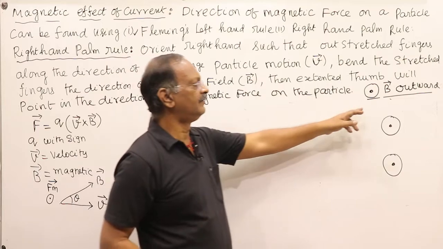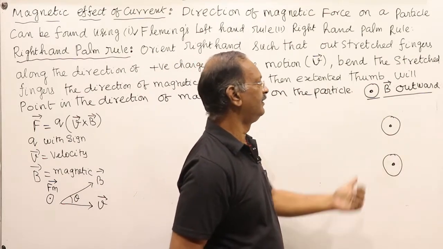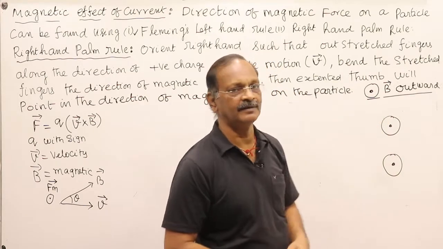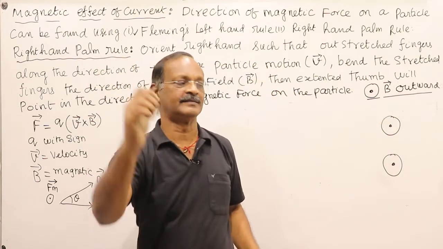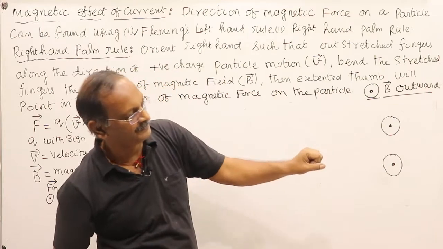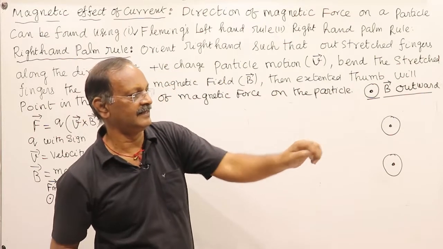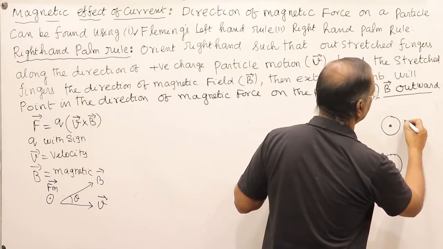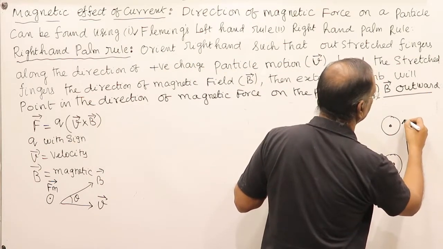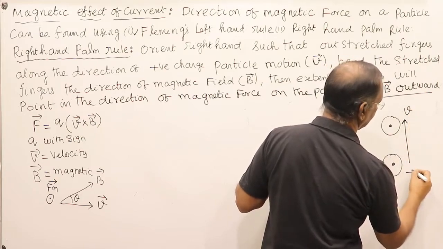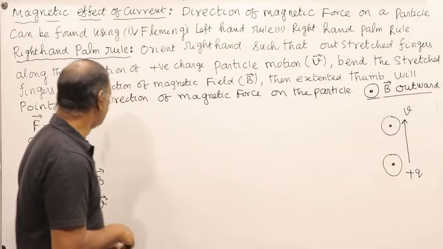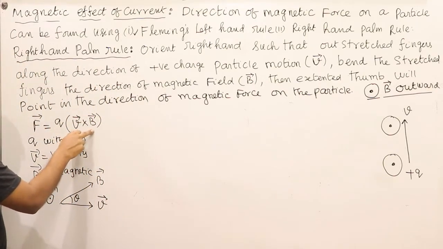Now we will find out the direction of magnetic force for the outward magnetic field. The magnetic field is in this direction, coming out of the plane of the board. So this is the direction of magnetic field. First we will take the example. If the particle is moving like this, with velocity and positive charge, always start with the positive charge. This gives the direction of positive charge.